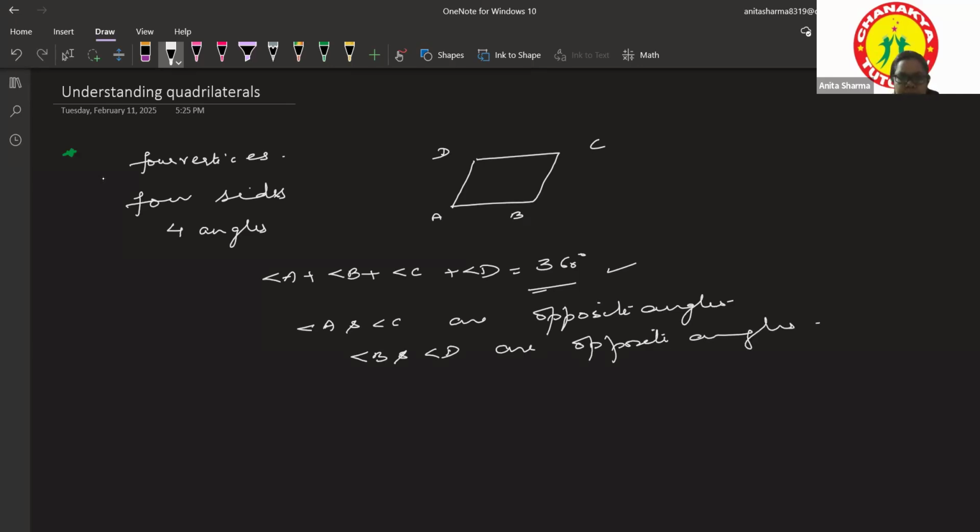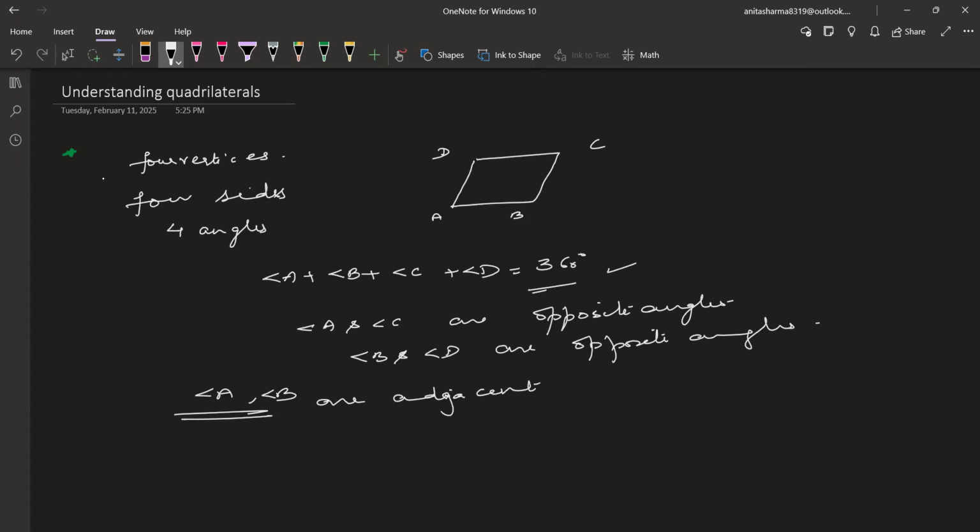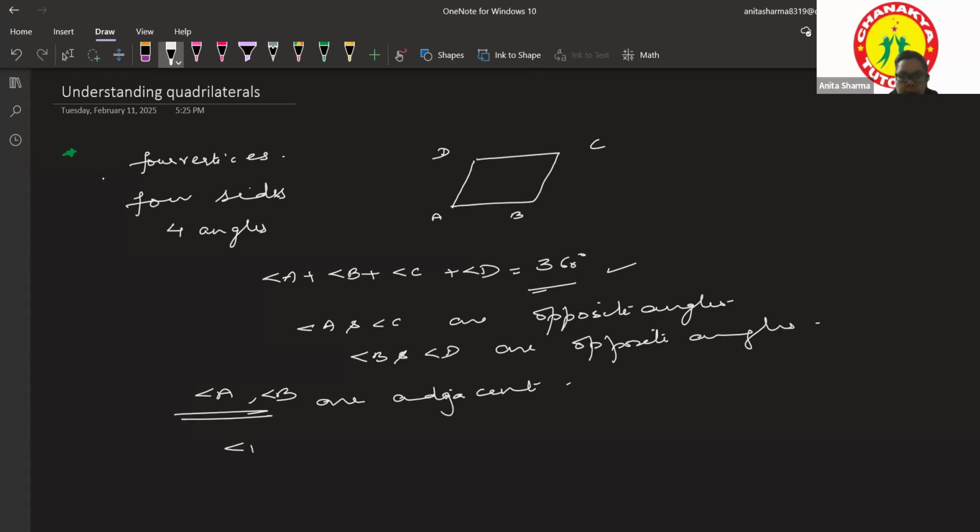And what do you mean by adjacent? Angle A and angle B, these are adjacent angles. Yeah. And angle B and angle C, also adjacent. C and D also adjacent. And D and A are adjacent. Okay, children? And angle sum property we have done.